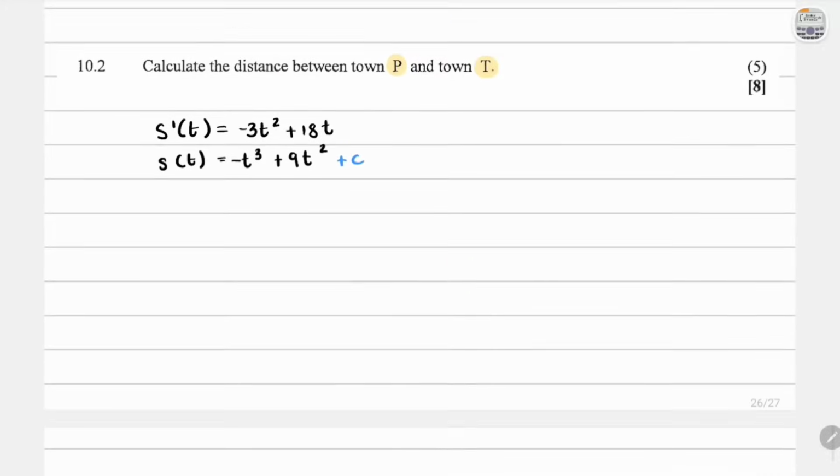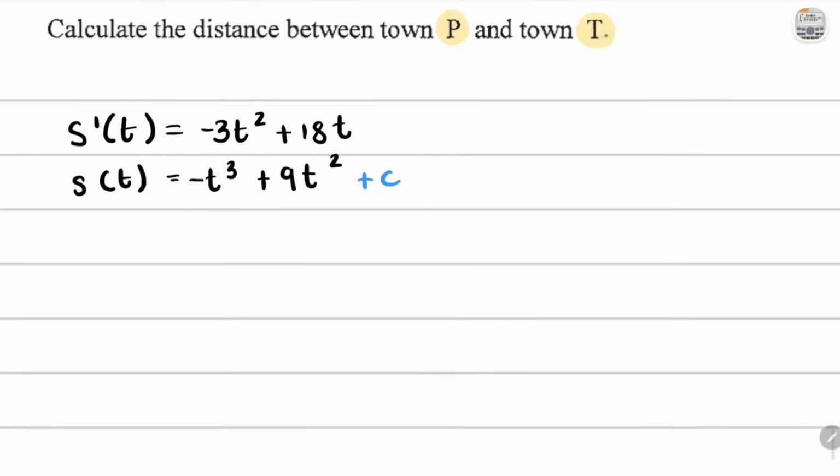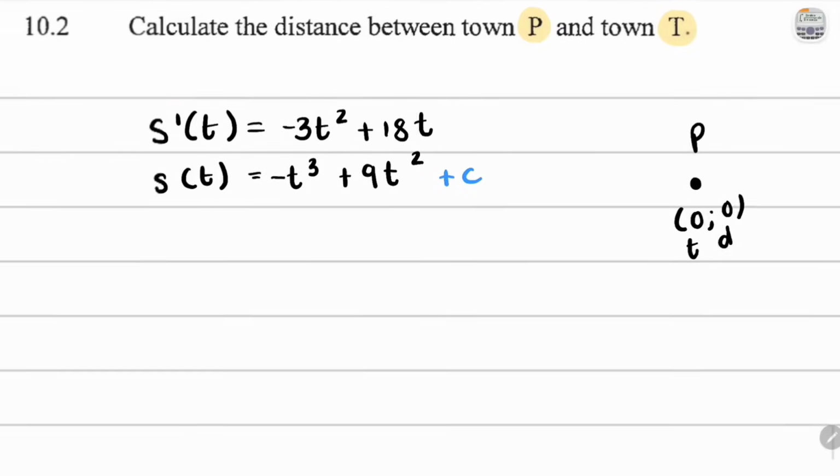Let's think about it logically. If this is the distance with respect to time, there are certain points that we will be sure about. This cyclist is traveling from town P to town T. From town P, the cyclist would not have traveled any distance. So when no time had passed, so if t is 0, the distance would be exactly 0 as well. So that's something we know.